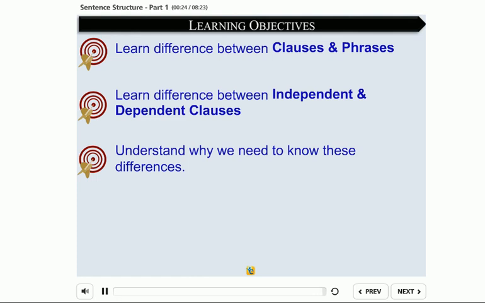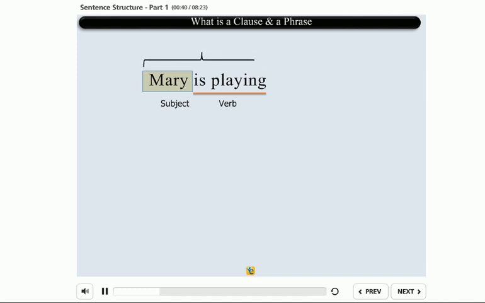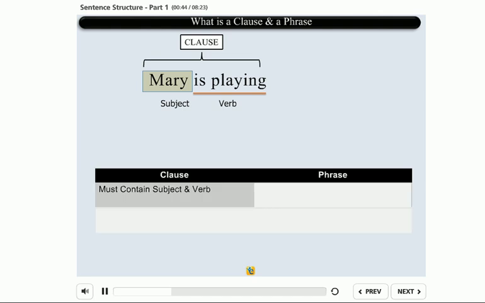So let's get started. Let's begin with understanding what is a clause. Mary is playing. In this statement, is playing is the action or the verb. Mary is the doer of this action and hence the subject. This statement is called a clause. So the two main features of a clause are: a clause must contain a subject and a verb. This is an absolute must. And a clause must communicate an idea.